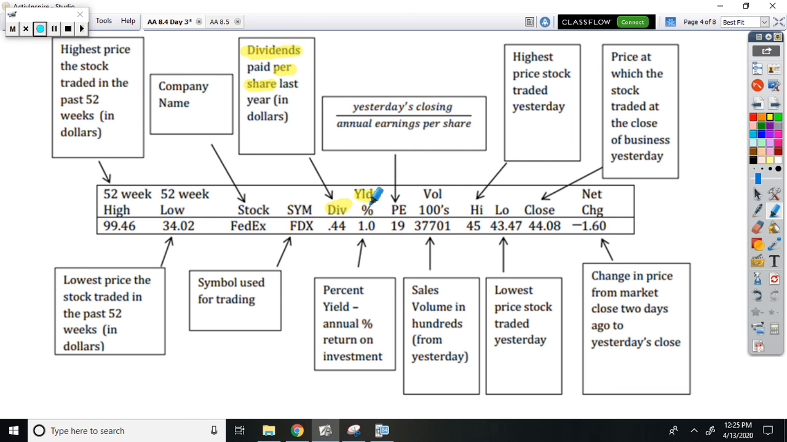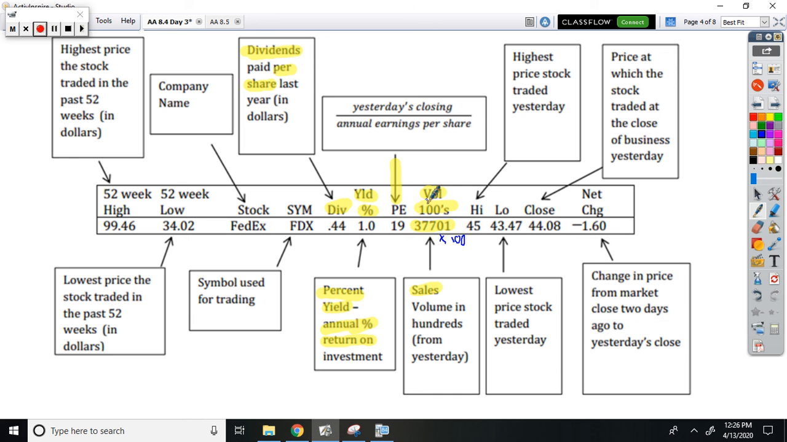The yield percent is called our percent yield, which is the annual percent on the return of your investment. So it's kind of like your interest rate, per se. Your PE ratio is 19. Again, this is found by taking the closing price divided by the annual earnings per share. Here's another one that a lot of you will mess up. Volume of 100s tells you the sales volume in 100s from yesterday. So when it asks how many shares of this stock were traded or sold yesterday, you need to take this number and multiply it by 100.